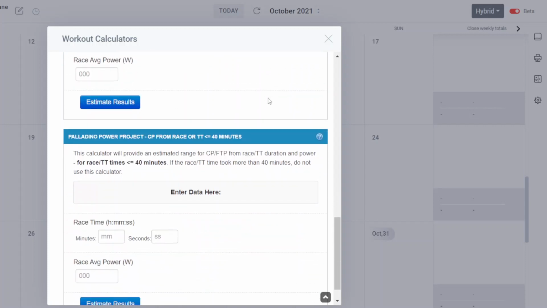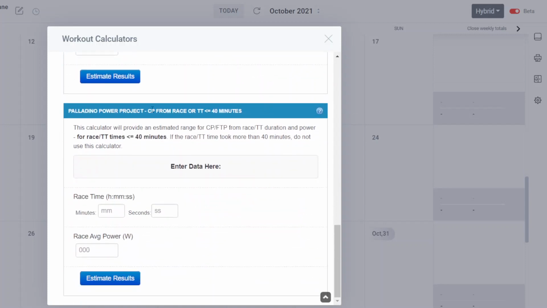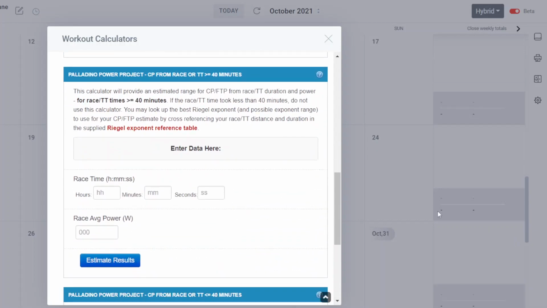And the fourth calculator is a calculator that allows you to calculate your CP or FTP from a race or time trial that is less than or equal to 40 minutes. So let's say you have a 20 minute test, you could put that 20 minute test data in and get a rough estimate of your CP or FTP. Or let's say you ran a 10K in 35 minutes. Well, there you can put that information into this calculator as well. Just understand, races and time trials less than or equal to 40 minutes, use this calculator. Races and time trials that are greater than or equal to 40 minutes, use this calculator.